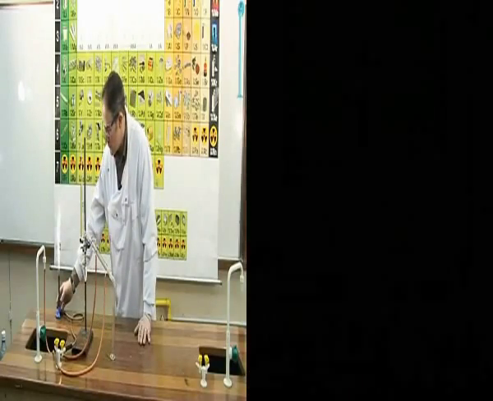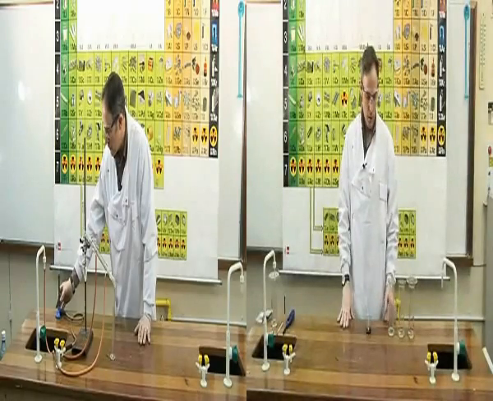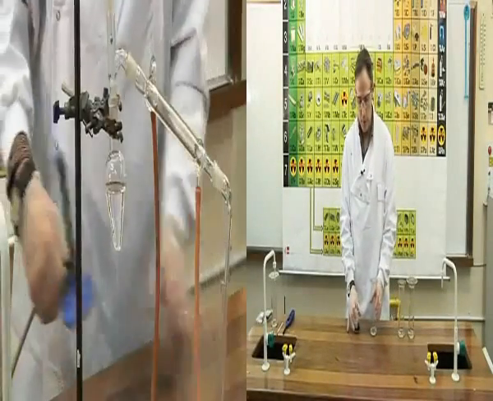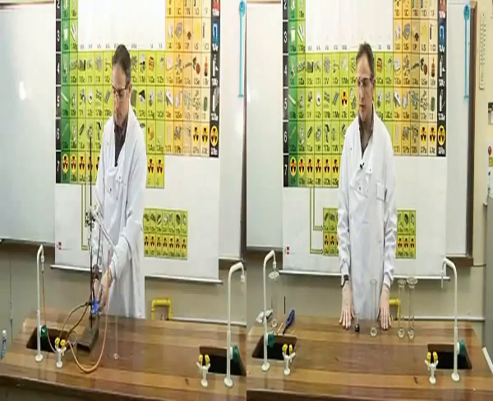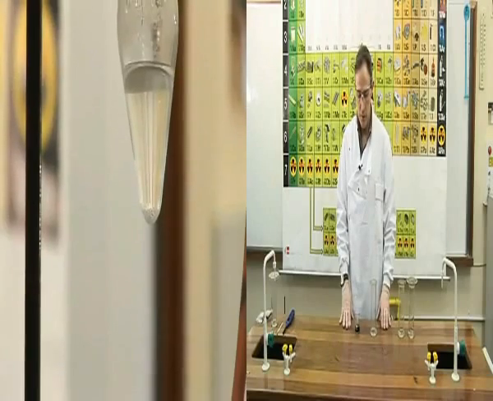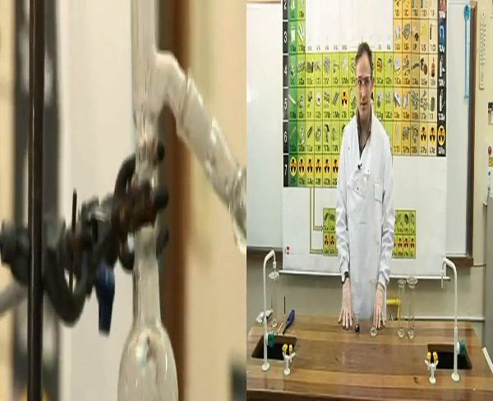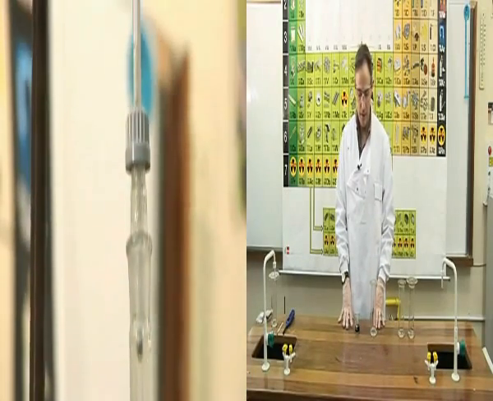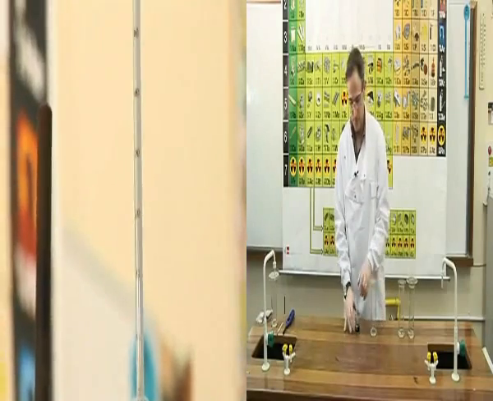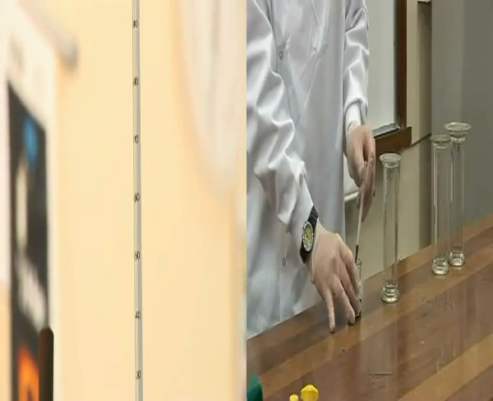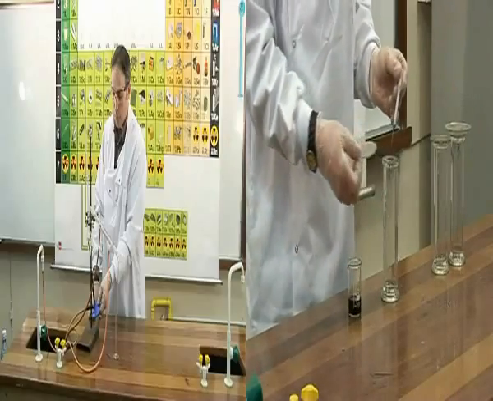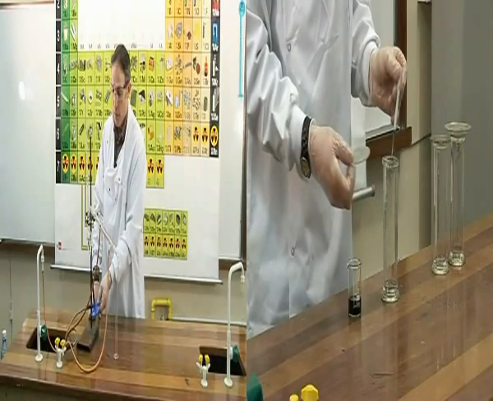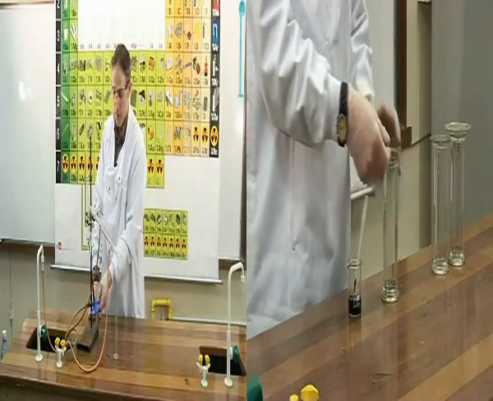We will switch the Bunsen to the blue flame by opening the collar. We will now gently heat the mixture and monitor the temperature as it rises. We do not want the temperature to reach boiling point of water, which is 100 degrees. We merely want it to reach 78 degrees.